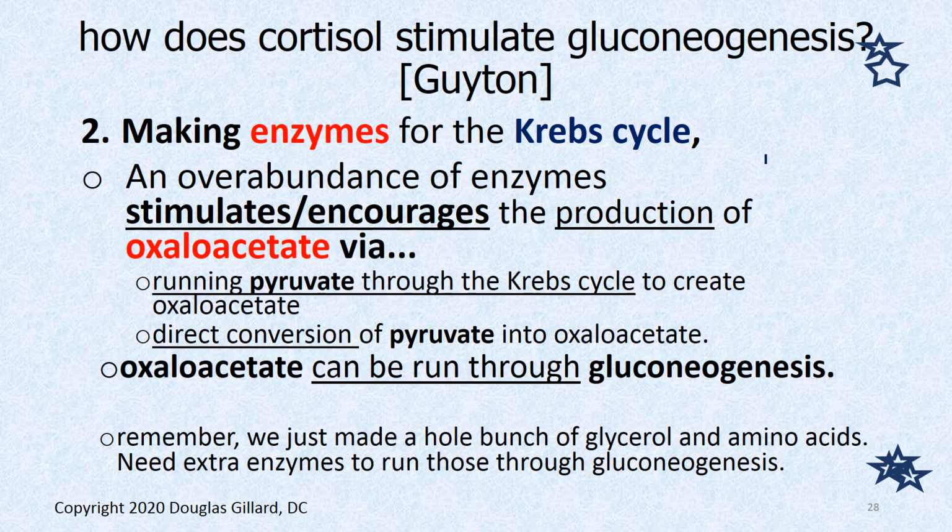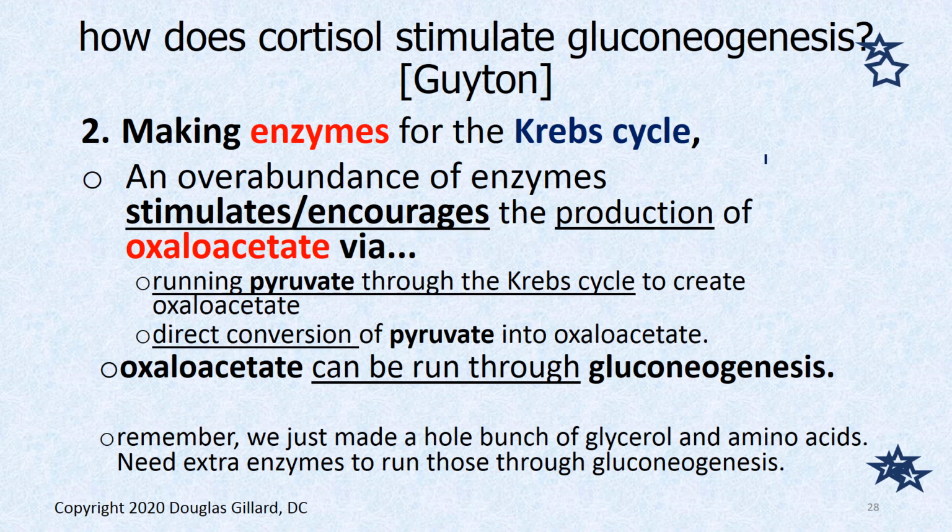Then, kind of in the background, there's stuff going on that cortisol does. It actually stimulates the making, or the overmaking, of enzymes. Remember all those enzymes you had to learn in the Krebs cycle? Cortisol makes a ton of those things. So this overabundance of enzymes makes sure that oxaloacetate is not wasted. When you get oxaloacetate made, you have plenty of enzymes to run it through the Krebs cycle.